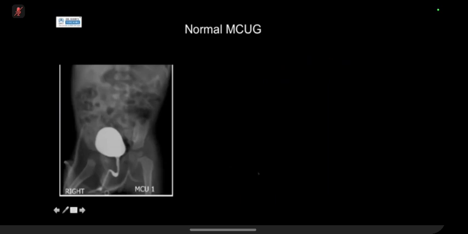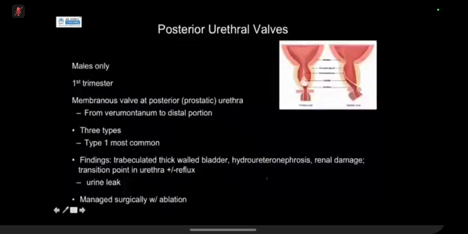Whereas if we go back to our previous one, you can see there's dilatation of that posterior urethra with an abrupt caliber change to the anterior urethra. So this is in keeping with posterior urethral valves. This is a condition that affects males only. And it tends to occur quite early on in the first trimester in utero. And then on the antenatal scans, they will present with bilateral pelvicalyceal dilatation and ureteric dilatation.